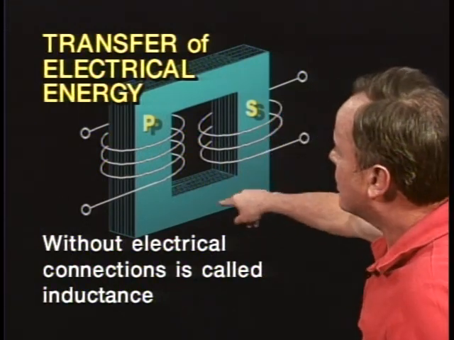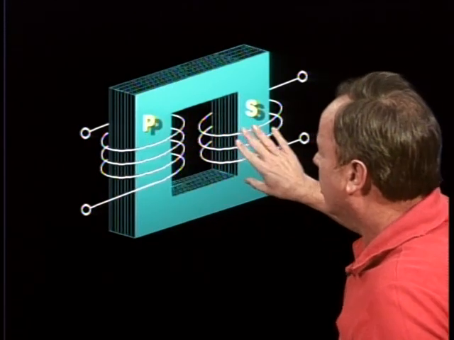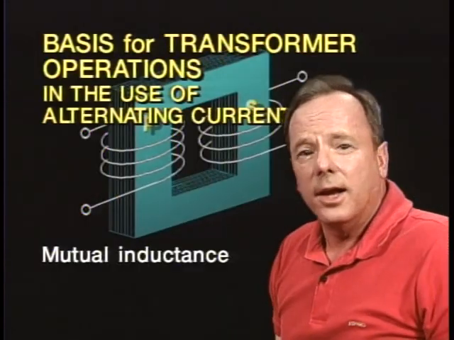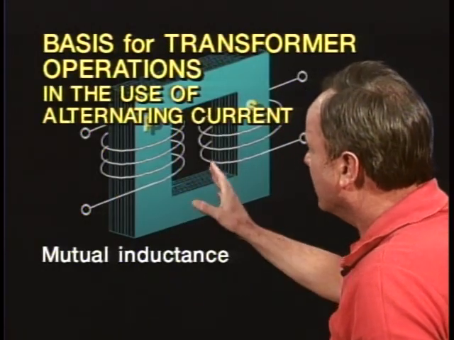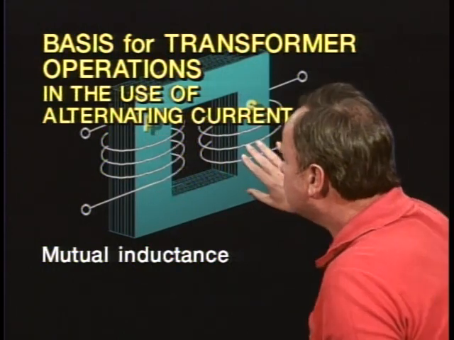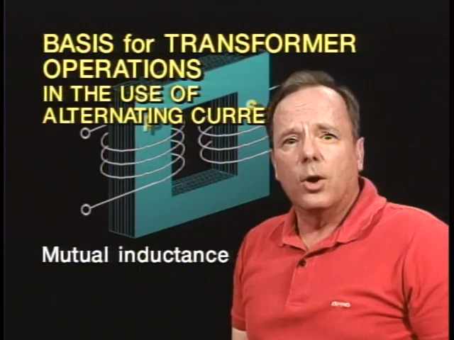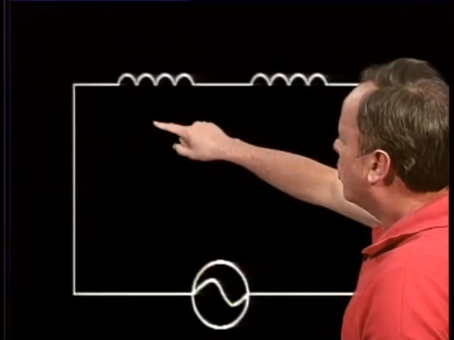And this arrangement is called a transformer, where one coil creates a current in another coil over here, and the basis for transformer operation in the use of alternating current is what is known as mutual inductance. The magnetic field from one coil induces a current in the other, and that's called mutual inductance. So when you create a coil of wire in a circuit, you are creating what they call an inductor in the circuit. Now let's assume that we have an electrical circuit and we have a couple coils of wire.